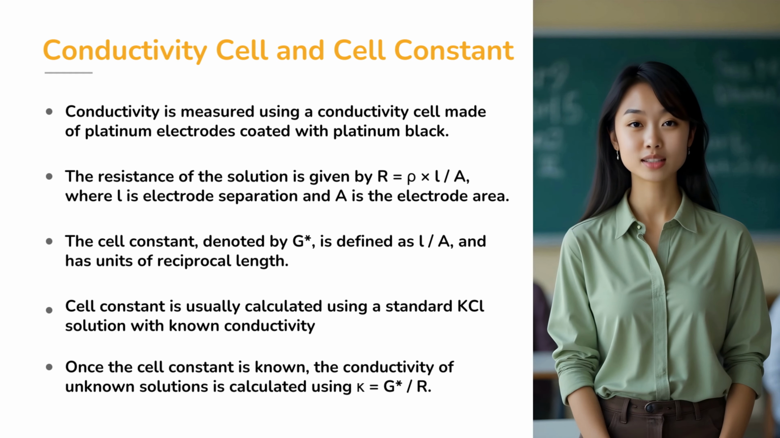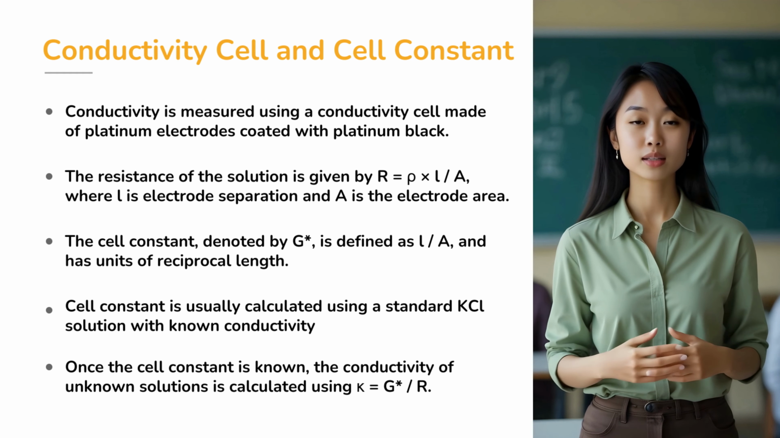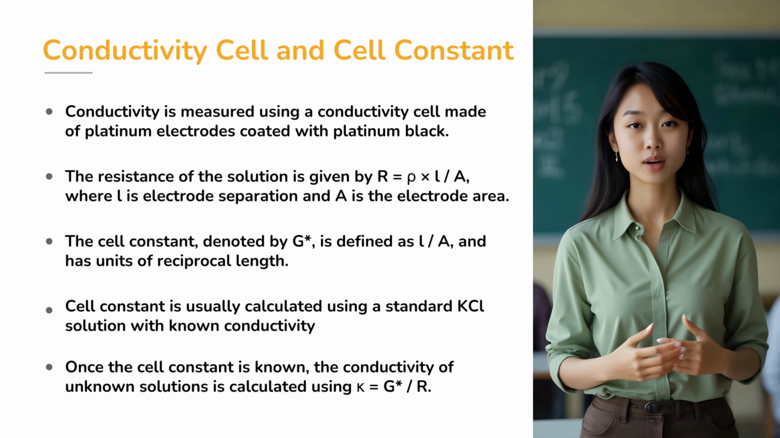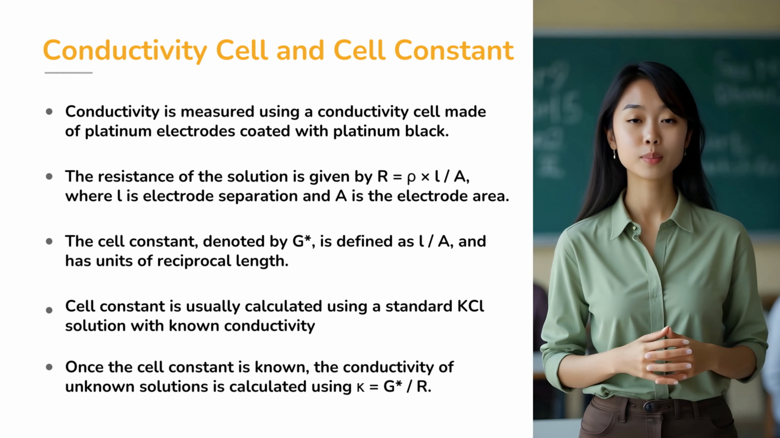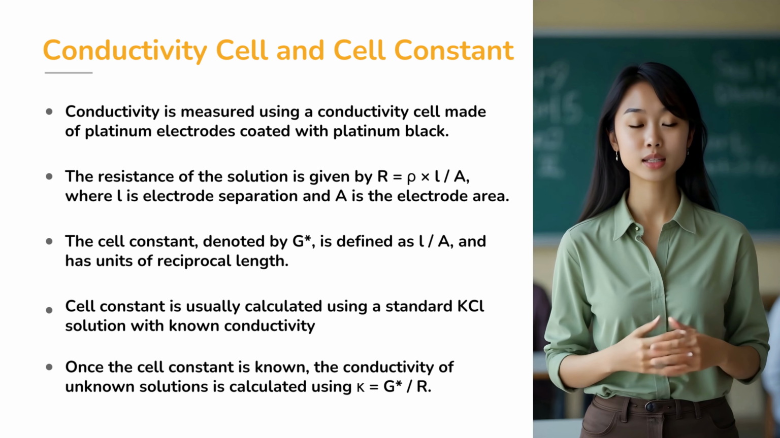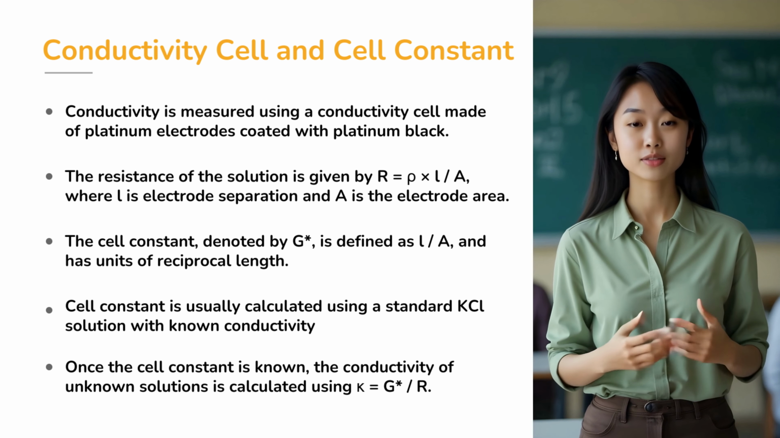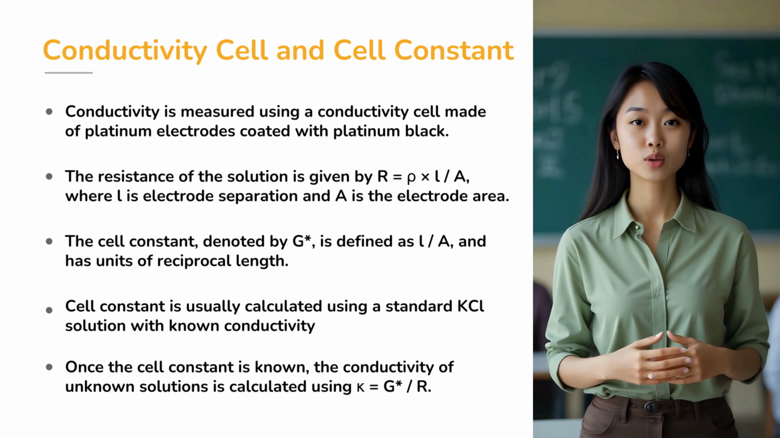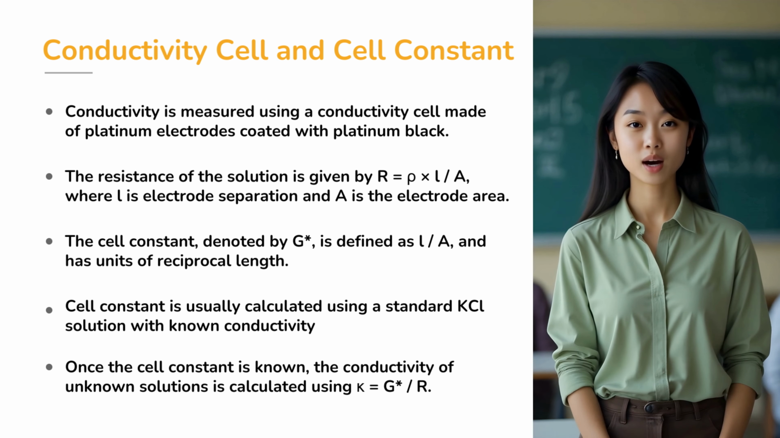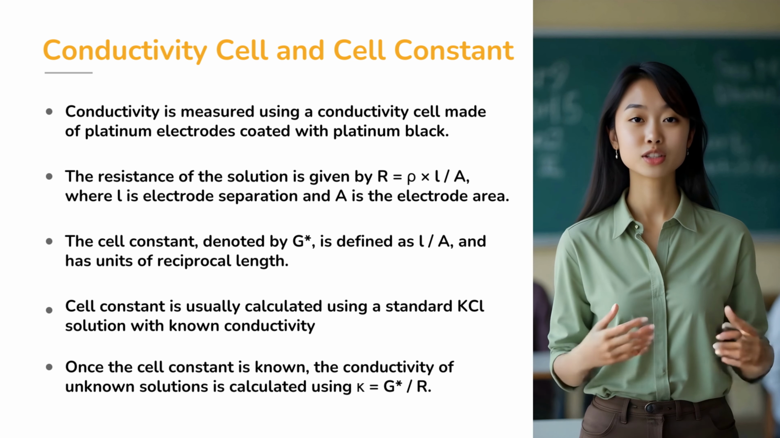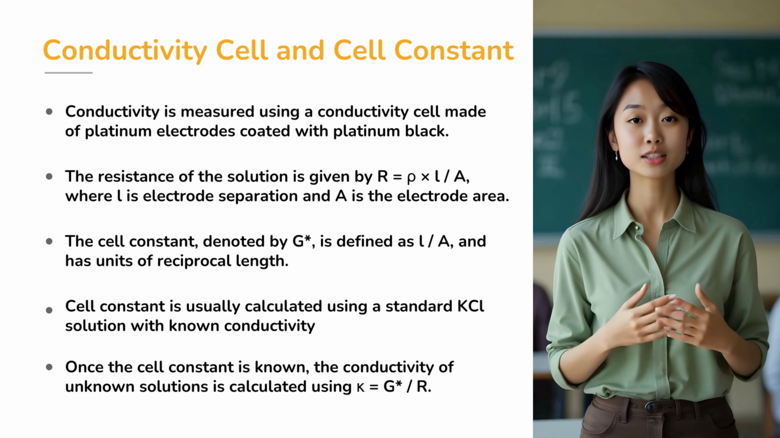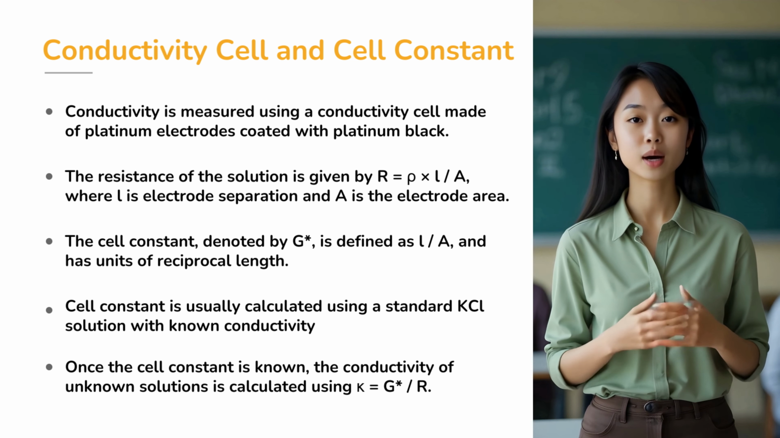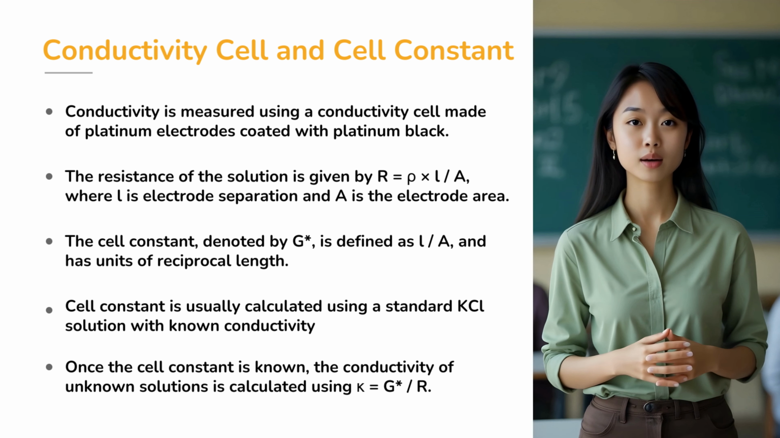Now let's discuss how we measure this ionic conductance. We use a device called a conductivity cell. It typically has two platinum electrodes coated with platinum black to enhance surface activity. These electrodes are placed at a known distance apart and have a fixed surface area. The resistance of the solution in this cell is calculated using the same formula. Resistance equals resistivity multiplied by length divided by area.